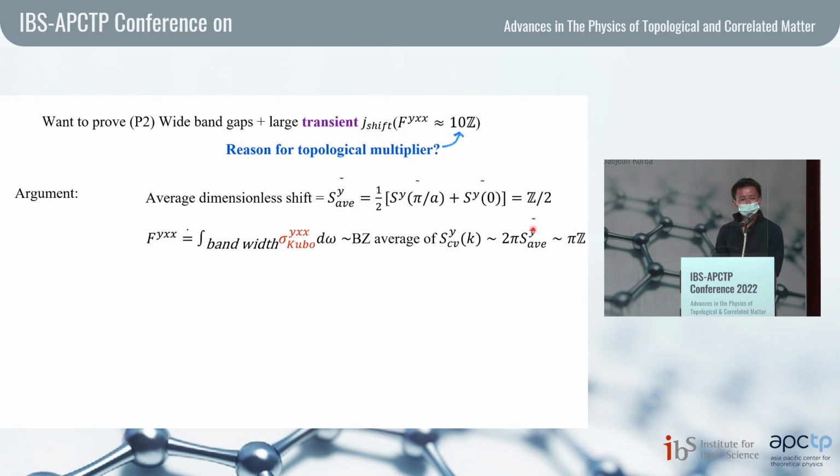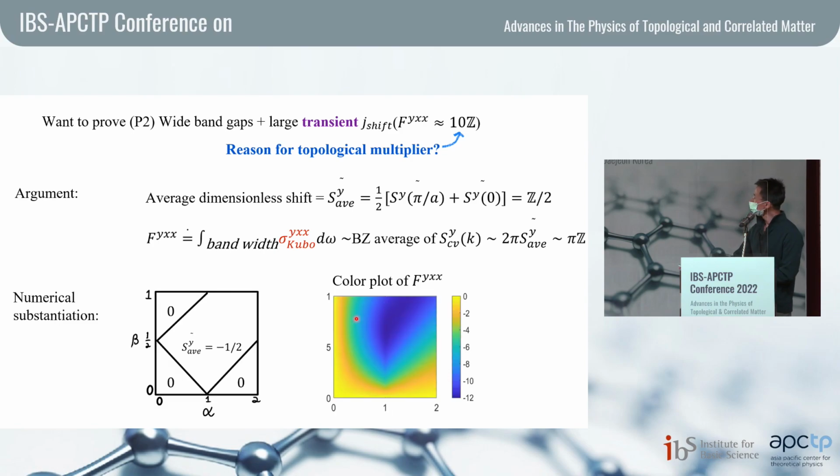The figure of merit that I defined, just let me remind you, is the frequency integral of the nonlinear conductivity. But that's essentially the Brillouin zone average of the shift vector. And so by an order of magnitude argument, this is given by 2 pi essentially times the average dimensionless shift. Hence pi times this topological multiplier. So that's the argument.